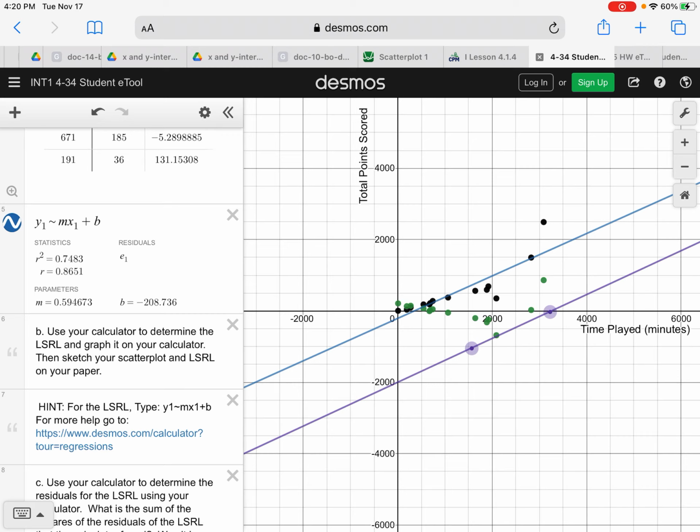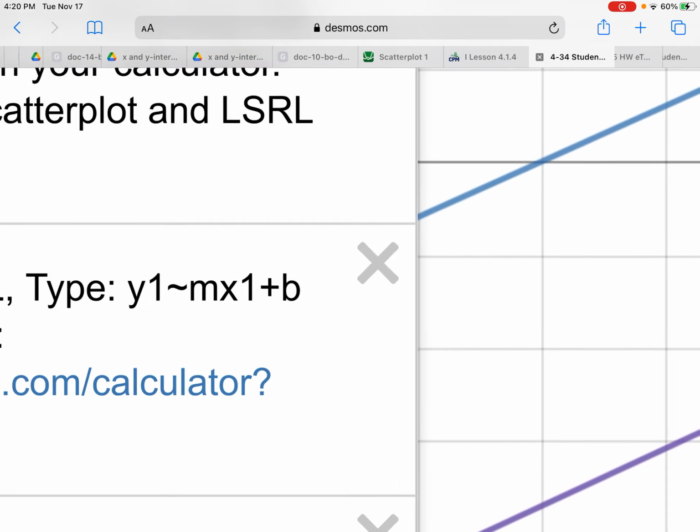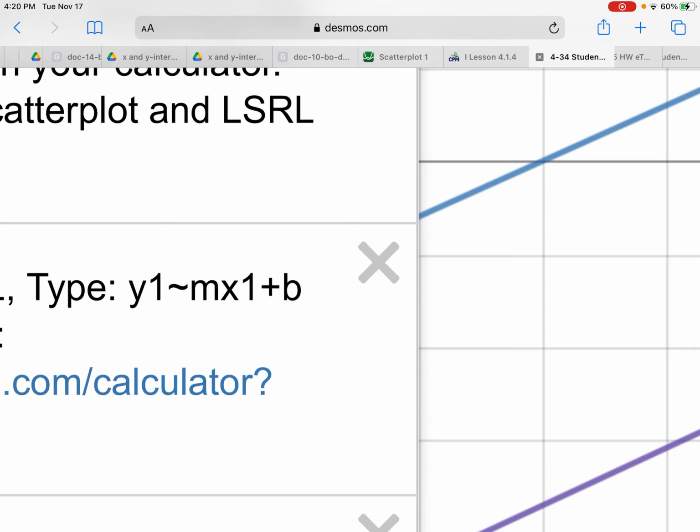If you want to make any sort of predictions, you would put the input in, see what the expected value is out. And that's how you find the LSRL. Again, it's just typing in this function. Y1 is approximately mx1 plus b. So that's it.